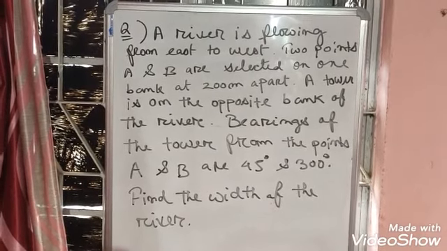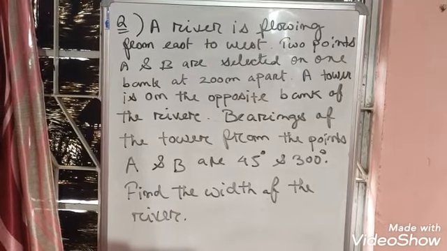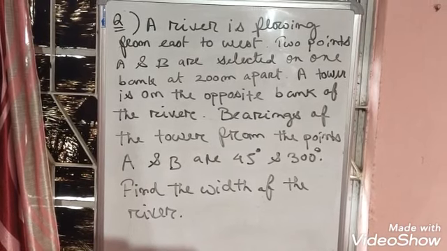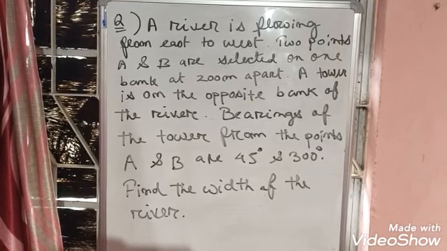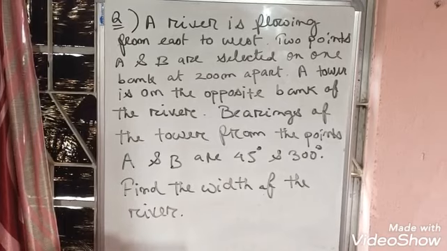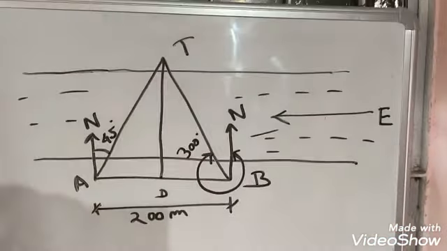A river is flowing from east to west. Two points A and B are selected on one bank at 200 meters apart. A tower is on the opposite bank of the river. Bearings of the tower from the points A and B are 45 degrees and 300 degrees, and find the width of the river. So this is the question. This is what is given in the question.